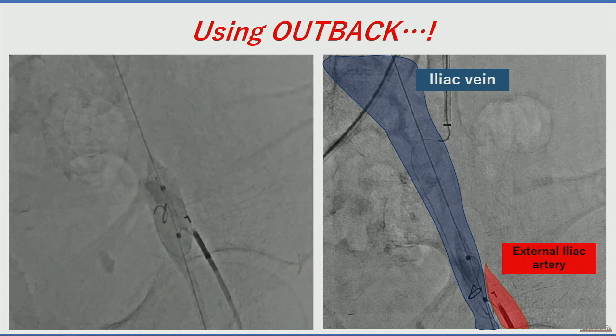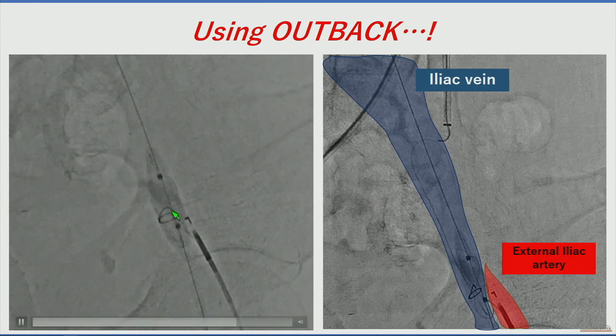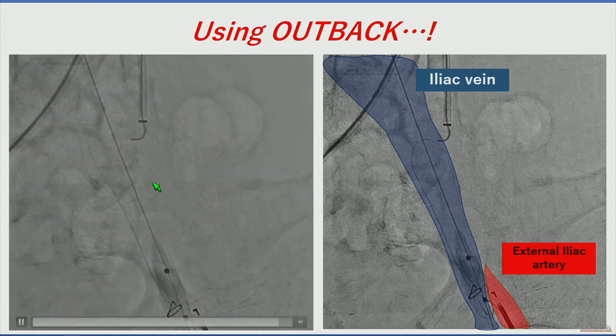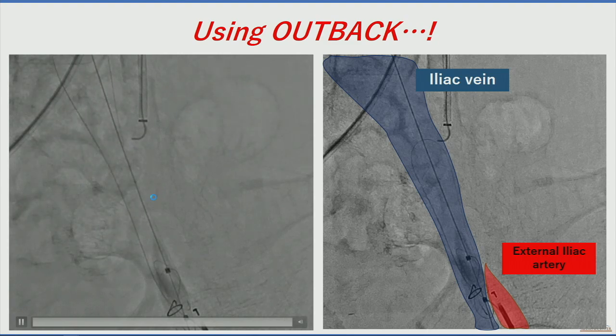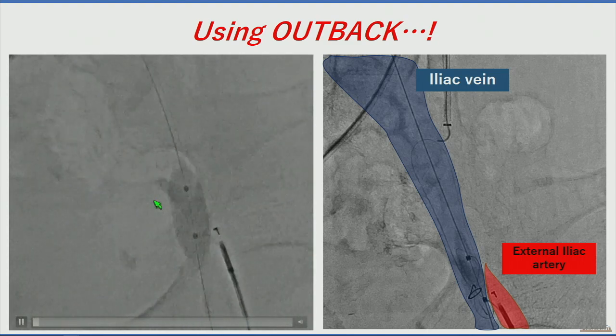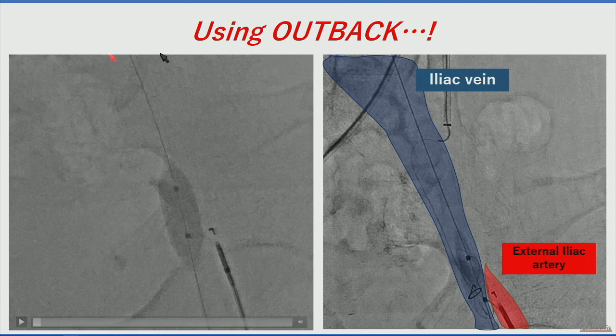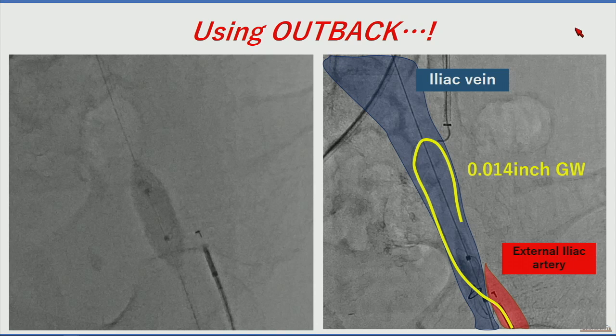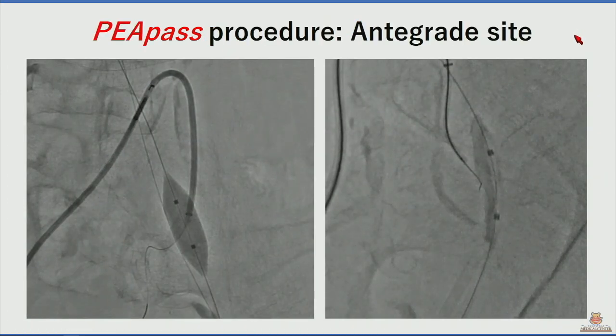So you can clearly find the 014 guidewire inside of the vein here. We finally succeeded in creating the AV fistula using the OUTBACK. Don't move. Sorry, don't move.